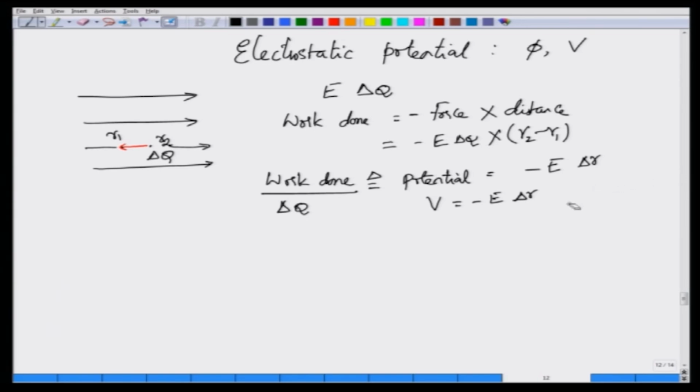Now, what significance has the potential? You remember from your mechanics courses that potential, if for example, you have an object which is lying at sea level and we take this sea level as the origin, and there is a mountain adjacent to the sea, okay, not on the sea, of course, there will be a mountain.